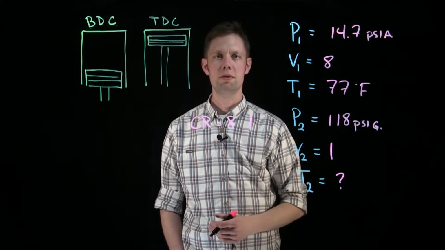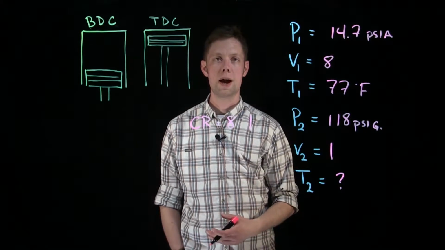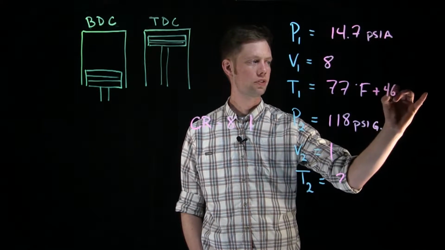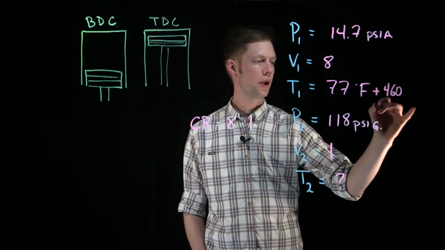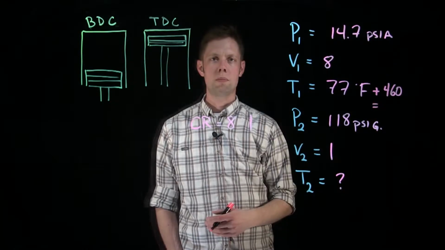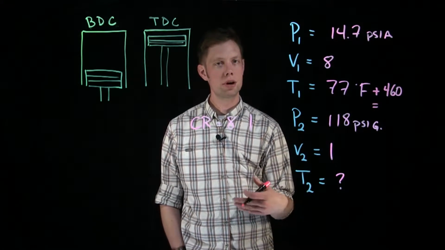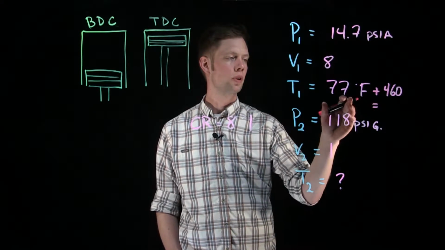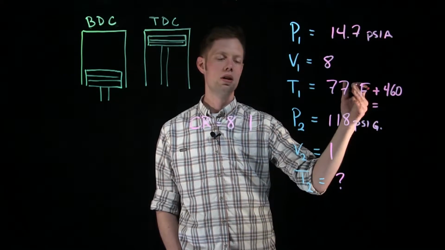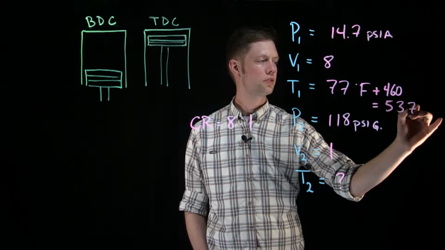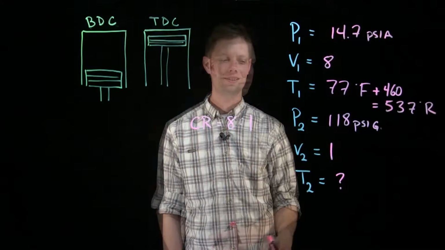T1 is the first variable here we need to convert to absolute. And we do that by adding 460 to convert it to Rankine. This is basically converting it to a scale where we can't have a number lower than 0. So 460 added to 77 is 537 degrees Rankine.